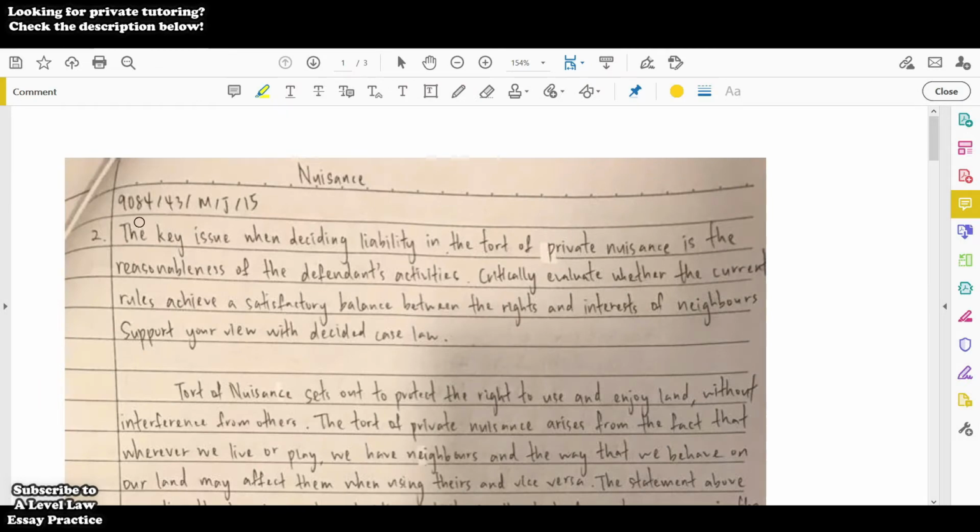This question covers May-June 2015, paper 4, set 3, right? And it specifically covers the chapter of private nuisance. Right, let's start off by reading the question first.